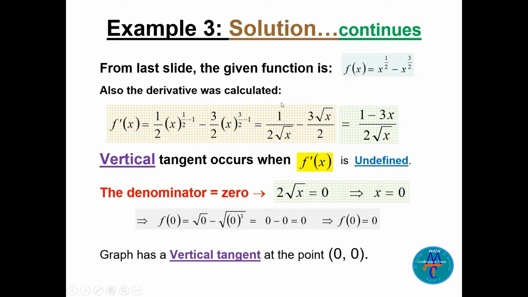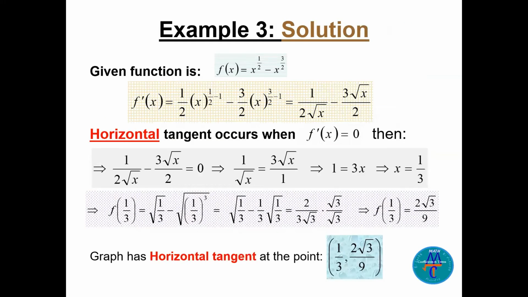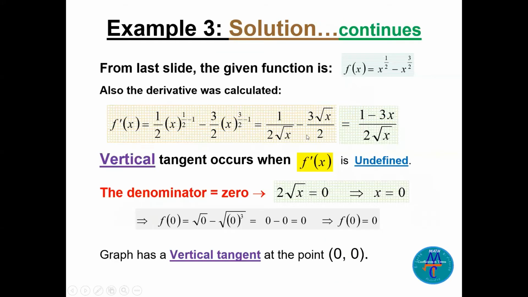The vertical tangent occurs when f prime is undefined. So look at this, the same derivative. You see that one here? You can simplify this derivative. 1 over 2 square root of x minus 3 square root of x over 2, make the LCD. So it will be 1 minus 3x divided by 2 square root of x. This is f prime, remember.